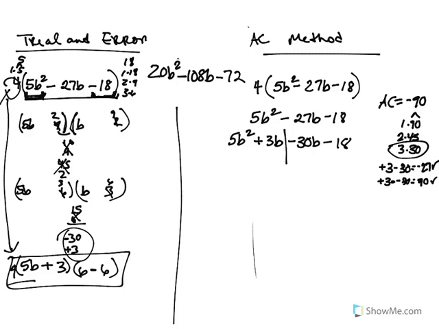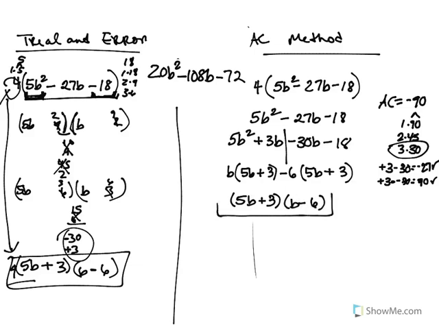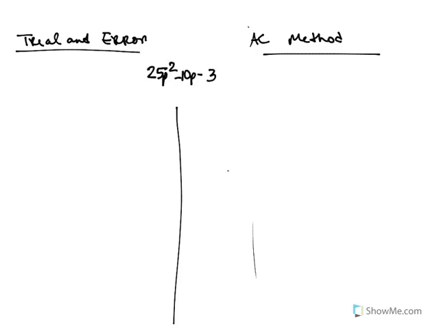We split it. GCF of the first group, b times 5b plus 3. Second group, GCF is negative 6, 5b plus 3. So my parentheses match. So 5b plus 3 times b minus 6. And we got it. Bam. So the AC method is my vote. It could be that I'm doing a terrible job on trial and error simply because I don't want you to use it. All right, one more.